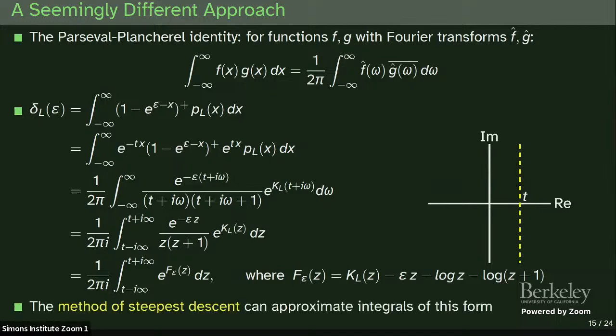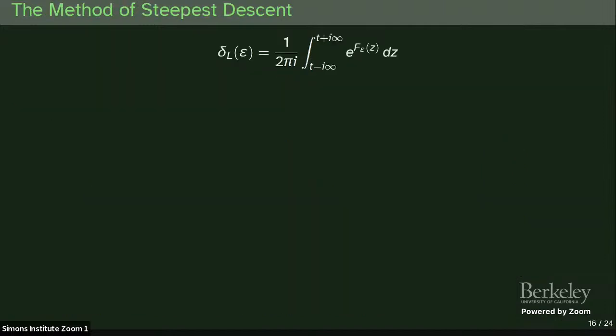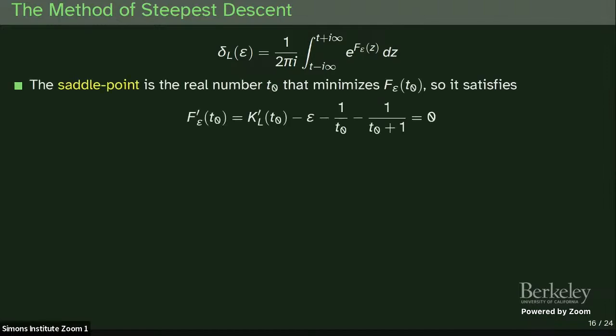Now there's a trick that's used all the time in statistics and even physics, called the method of steepest descent, which can be used to approximate integrals like this. How does that work? We have this complex integral, so what we do is find this thing called the saddle point. The saddle point is a real number t naught that minimizes this function up in the exponent. You can very quickly determine this function is convex and its derivative is given by this thing. So you just solve this equation to find the saddle point t naught.